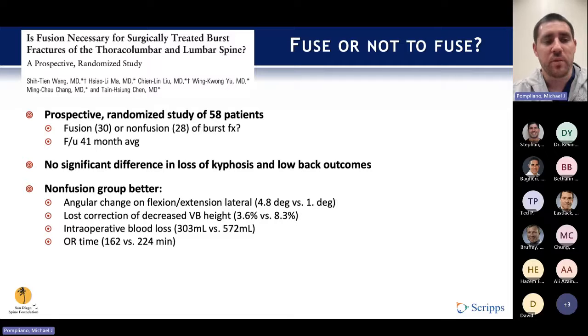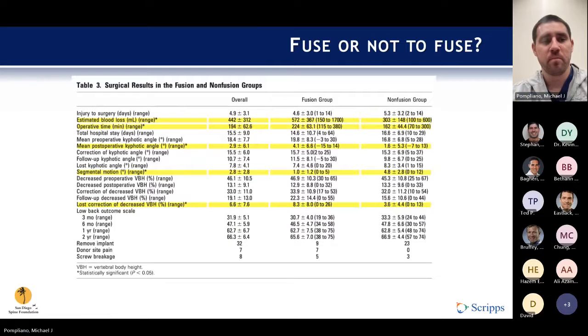They did find that their non-fusion group was better, had angular change of 4.8 versus 1 degree on flexion extension lateral views. They had loss of correction, or loss of the previously restored vertebral body height, 3.6 in the non-fused group versus 8.3, and then less intraoperative blood loss and less OR time, which makes sense because it's a shorter procedure. This is just their more specific findings.